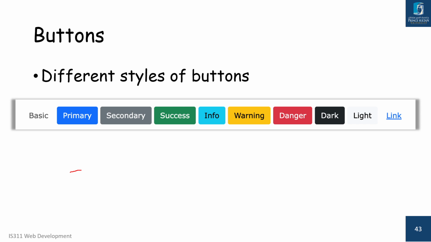Then we also have the buttons, different types of buttons: simple button, basic one. Then the background is changed, button dash primary, button dash success, button dash secondary, button dash info.